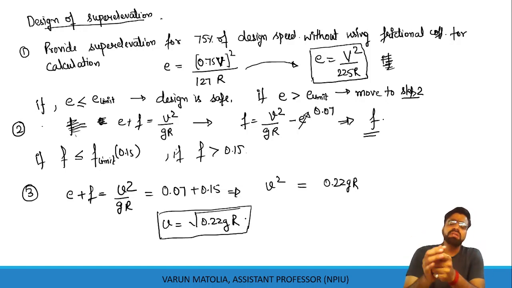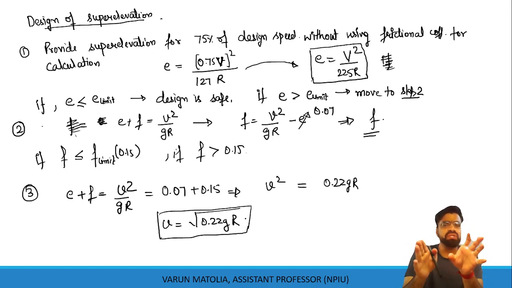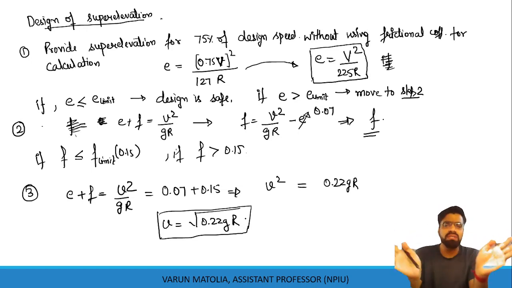But if the value of super elevation exceeds this limiting value of super elevation for different terrains, for urban it is 4%, for plain or rolling terrain it is 7%, for mountainous terrain it is 10%, then we have to consider the friction in the calculation. By putting the limiting value of super elevation, we will calculate the value of the frictional coefficient. Now with this calculation, if the frictional coefficient comes out to be within the limit, we are always happy.